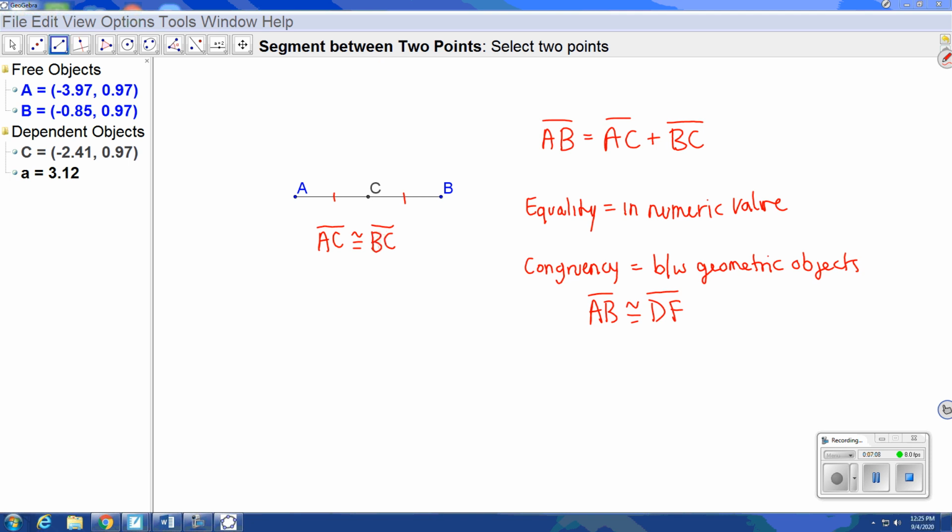And if I know something's congruent, then I can say the length of AC must be equal to the length of BC, because now I'm equating numeric values. Okay, so understanding the difference between equality and congruency we'll get more work with, but just know congruency is referring to the actual geometric object, and when we see an equal sign, we're talking about an actual numeric value.